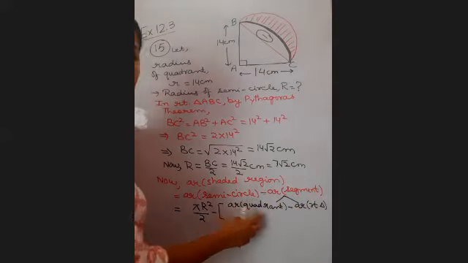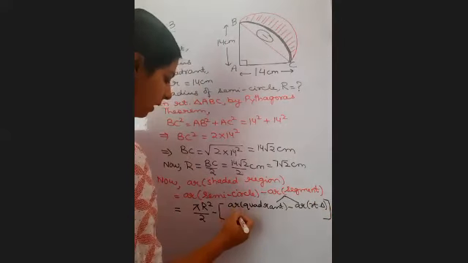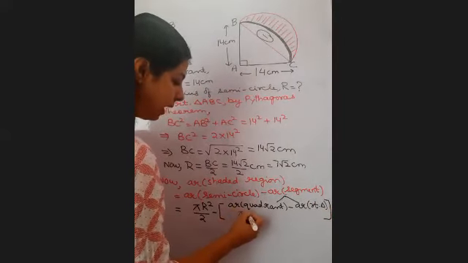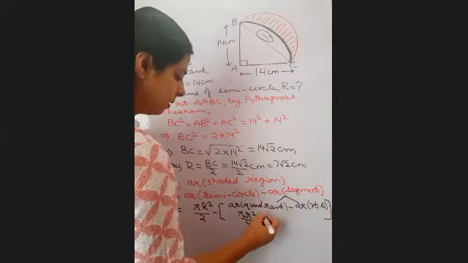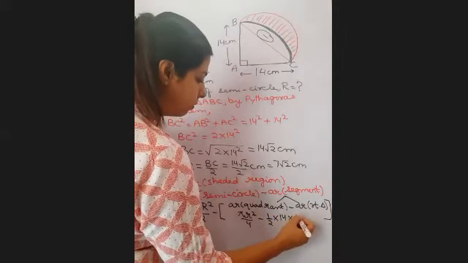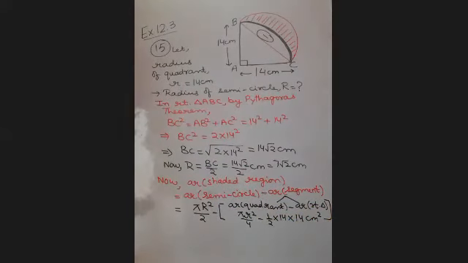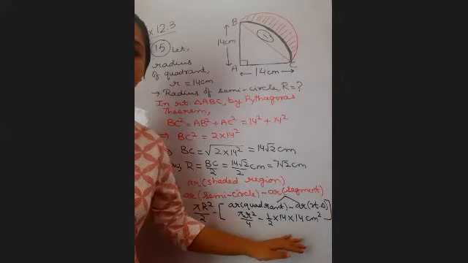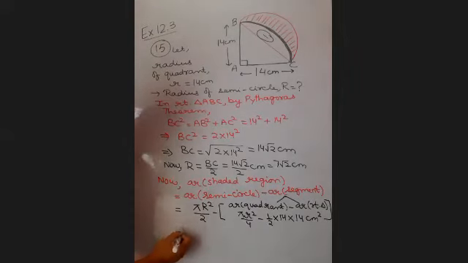Area of quadrant minus area of right triangle. So area of quadrant is pi small r square by 4, minus half into 14 into 14. Okay? Are you with me, children? Now let us put the values.